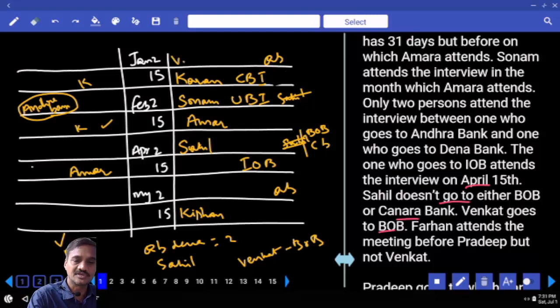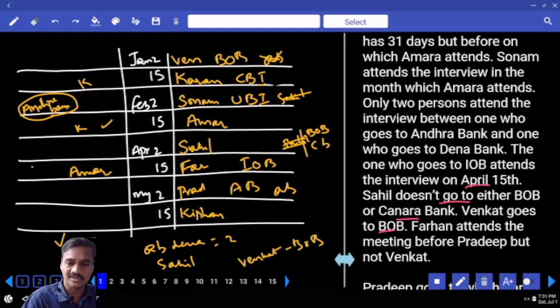Now this is Venkat. Next one is Farhan and this is Pradeep. Then Venkat is what? Venkat is BOB. Hence Andhra Bank cannot be here. Now this is Andhra Bank. And if it is Andhra Bank, then between Andhra Bank and Dena Bank there are exactly two.